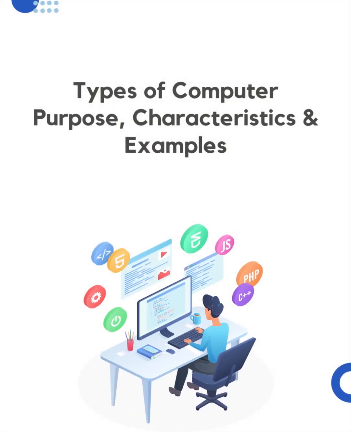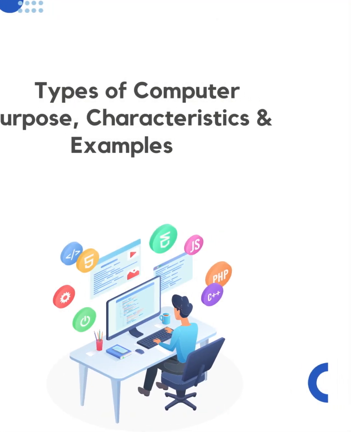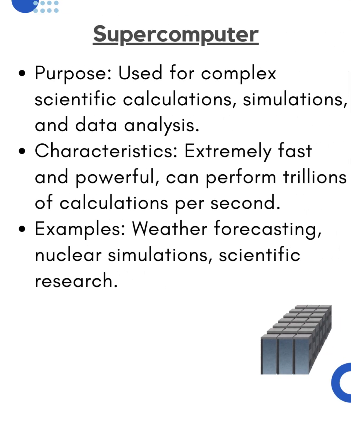Types of computer: purpose, characteristics, and examples. Supercomputers. Purpose: used for complex scientific calculations, simulations, and data analysis. Characteristics: extremely fast and powerful, can perform trillions of calculations per second. Examples: weather forecasting, nuclear simulations, scientific research.